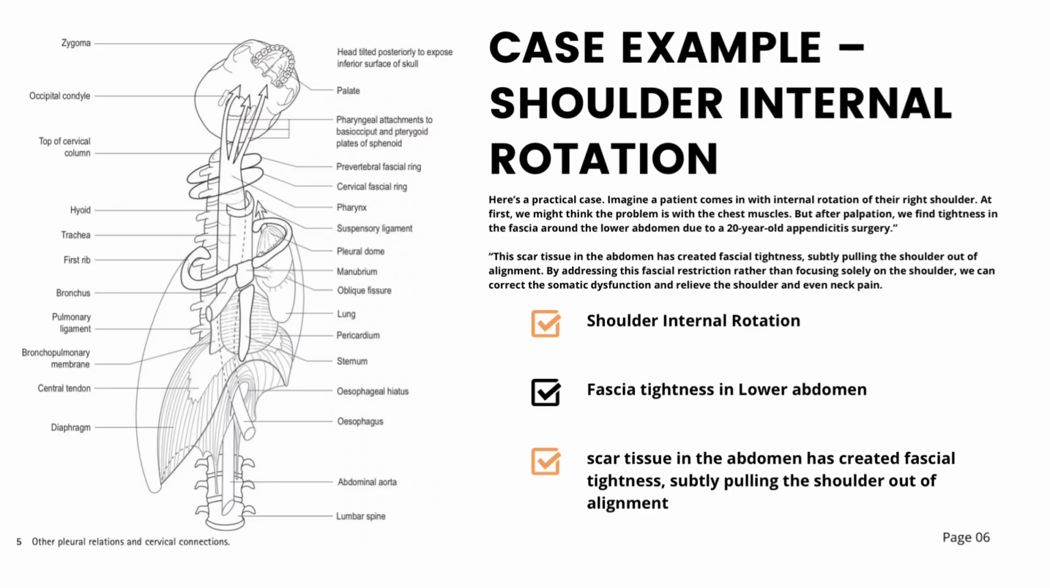Case example: shoulder internal rotation. Here's a practical case. Imagine a patient comes in with internal rotation of their right shoulder. At first, we might think the problem is with the chest muscles. But after palpation, we find tightness in the fascia around the lower abdomen due to a 20-year-old appendicitis surgery. This scar tissue in the abdomen has created fascial tightness, subtly pulling the shoulder out of alignment. By addressing this fascial restriction rather than focusing solely on the shoulder, we can correct the somatic dysfunction and relieve the shoulder and even neck pain.